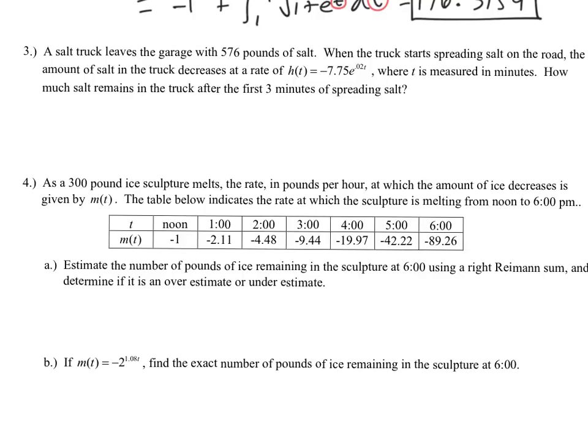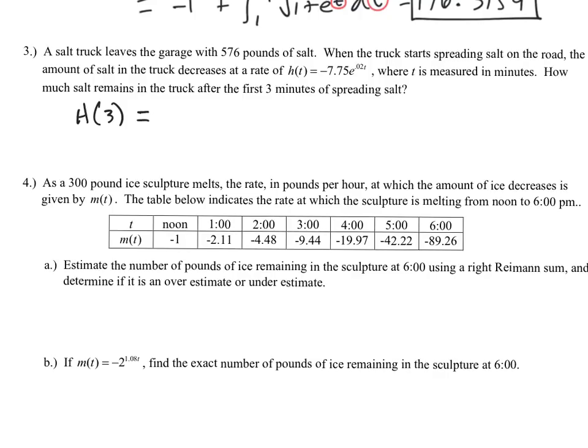Okay, so let's write symbolically what we're being asked to find. What we're being asked to find is the amount. Now, if little h of t is the rate at which the salt is leaving the truck, let's call capital H of t our amount function. And what we're being asked to find is H of 3, the amount of salt in the truck after the first 3 minutes of spreading salt.